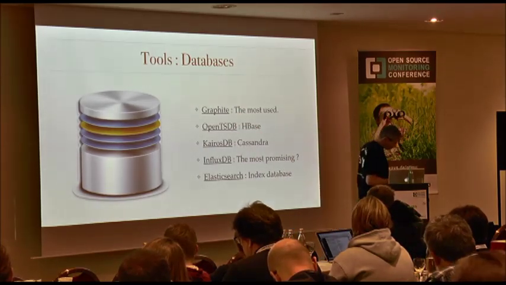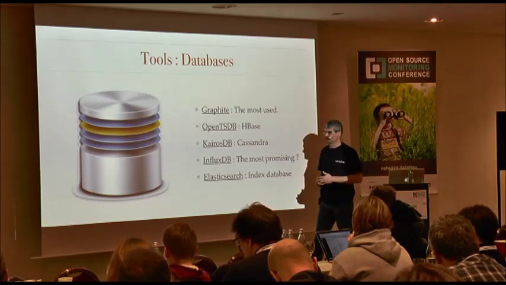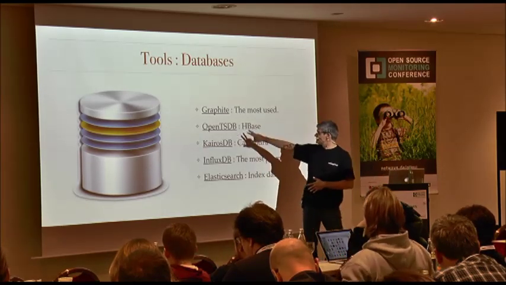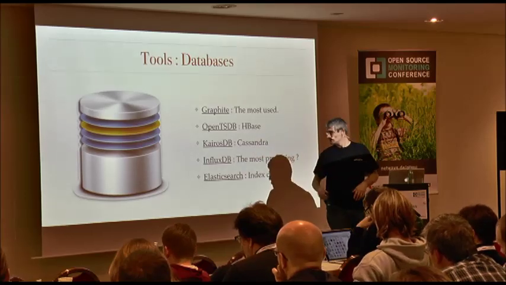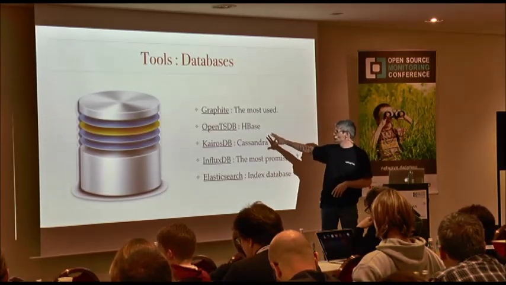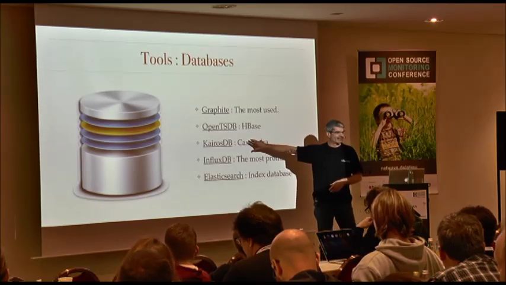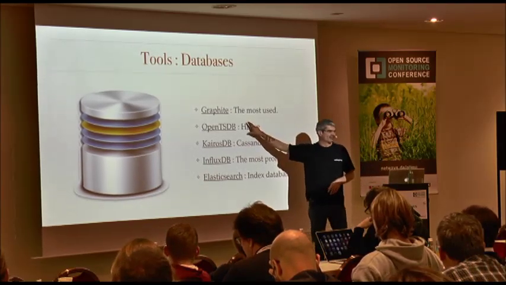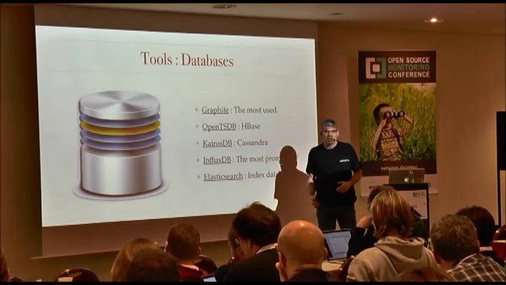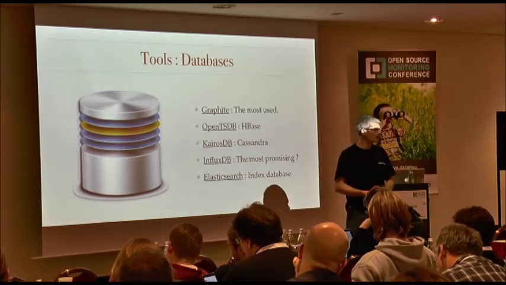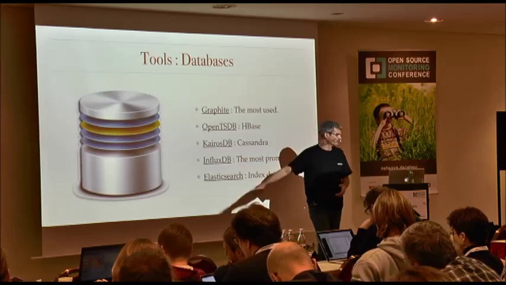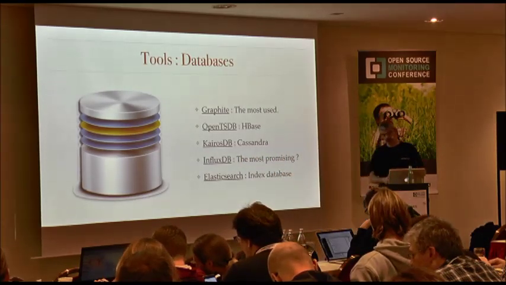Graphite is the most used of those databases. It's not only a database, in fact, but it has a database part, not the best one, I think. But OK. OpenTSDB and KairosDB are quite the same project. I think KairosDB started as a fork of OpenTSDB to put it on Cassandra for storage and not HBase like OpenTSDB. InfluxDB seems to be the holy grail for monitoring because it stores metrics and events. It's a young project, but maybe the most promising. Certainly the most promising.